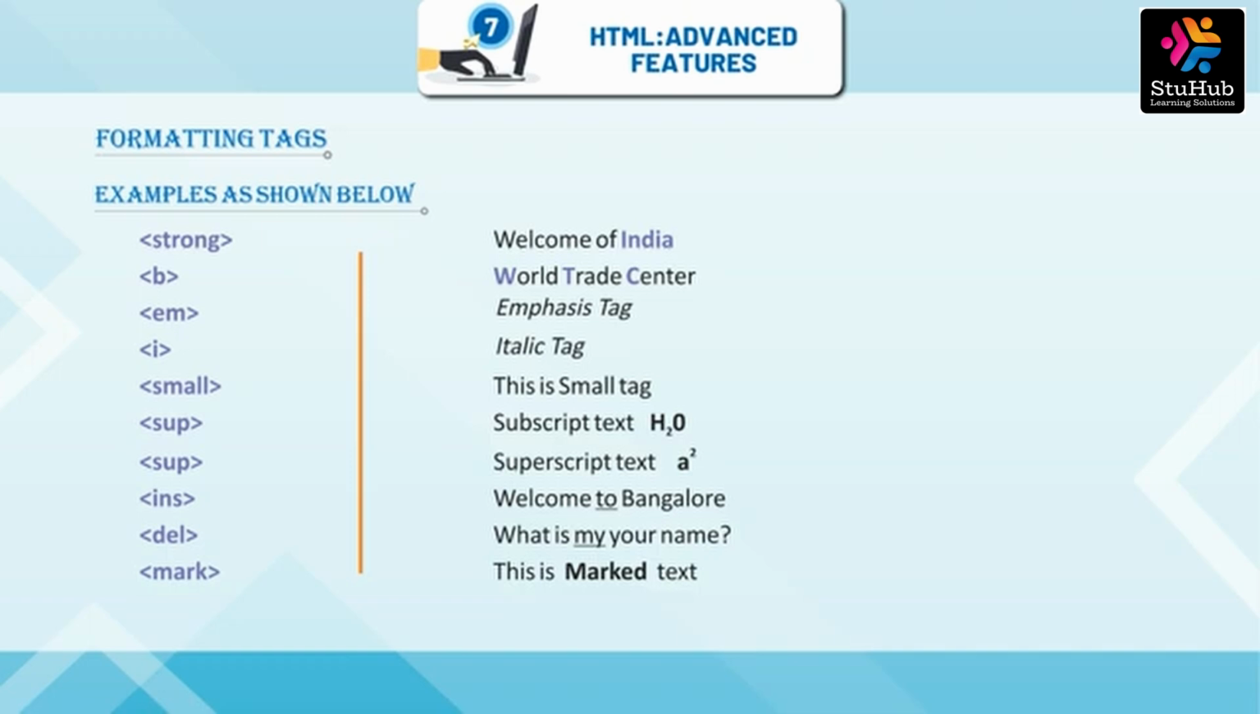Open SUB tag, subscript text H2O. Open SUP tag, superscript text A2. Open insert tag, welcome to Bangalore. Open delete tag, what is your name? Open mark tag, this is marked text.